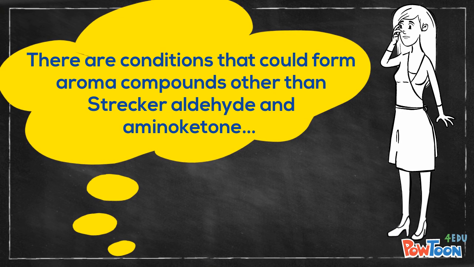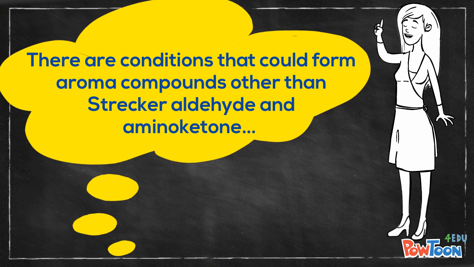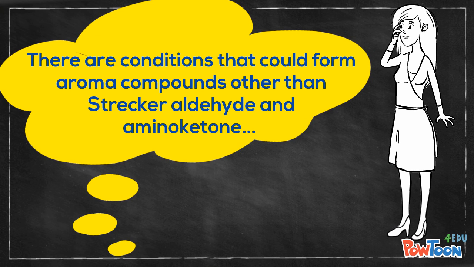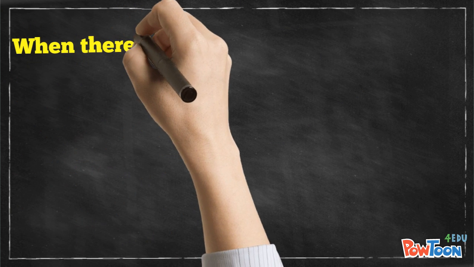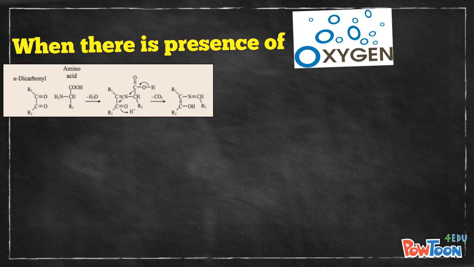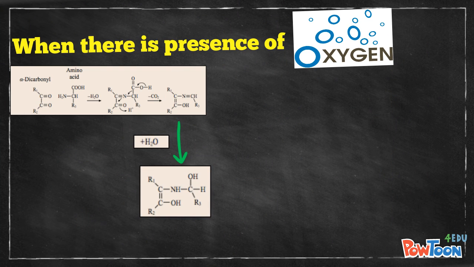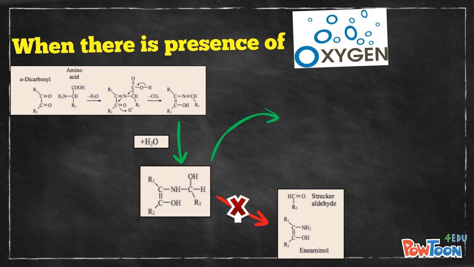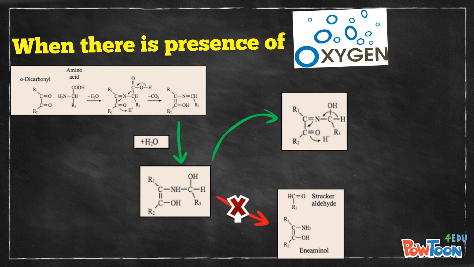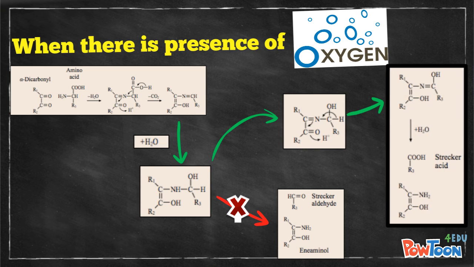There are some conditions that could form compounds other than Strecker aldehyde and aminoketone. Let's look at examples below. When there is presence of oxygen, the intermediate product formed from the hydration and decarboxylation steps is not able to form Strecker aldehyde and aminoketone. Instead, the intermediate product will undergo oxidation to form alpha-dicarbonyl, followed by intramolecular redox reaction and hydrolysis to produce Strecker acid and aminoketone.